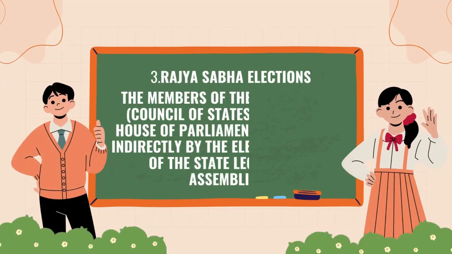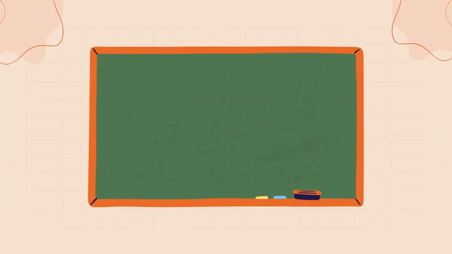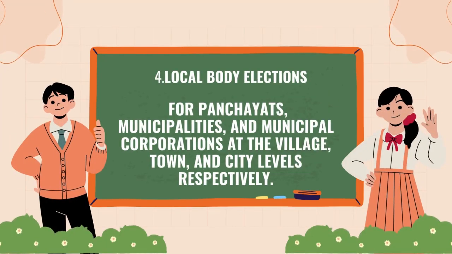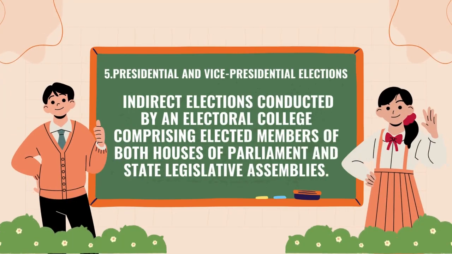Number 3. Rajya Sabha election. The members of the Rajya Sabha, Council of States or the upper house of the parliament are elected indirectly by the elected members of the state legislative assemblies. Number 4. The local body elections for the panchayats, municipalities and municipal corporations at the village, town and city levels respectively. Number 5. Presidential and vice presidential elections. Indirect elections conducted by an electoral college comprising elected members of both houses of the parliament and state legislative assemblies.